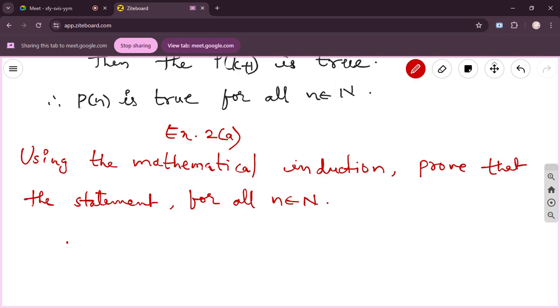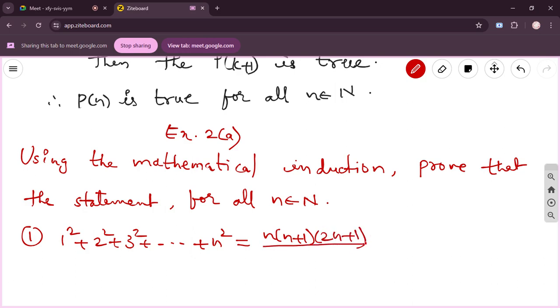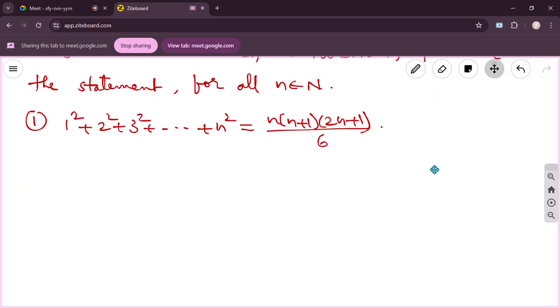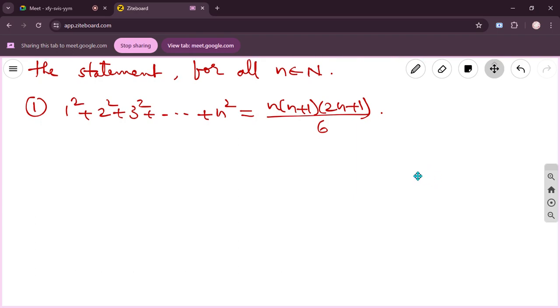The first question is 1 square plus 2 square plus 3 square plus so on plus n square is equal to n into n plus 1 into 2n plus 1 whole by 6. Is it true for those n values or not? By using mathematical induction, we can prove that. Already we discussed the sum of the natural numbers, the sum of squares of natural numbers, and the sum of cubes of natural numbers. This first question is related to the sum of squares of natural numbers, equal to n into n plus 1 into 2n plus 1 by 6.